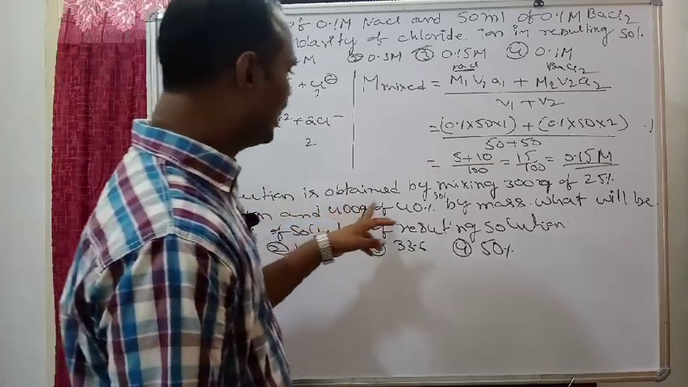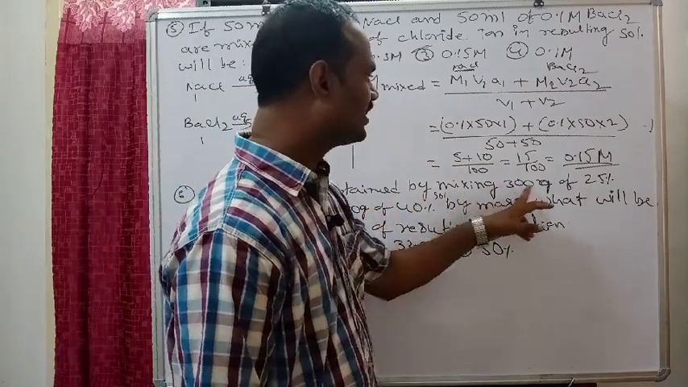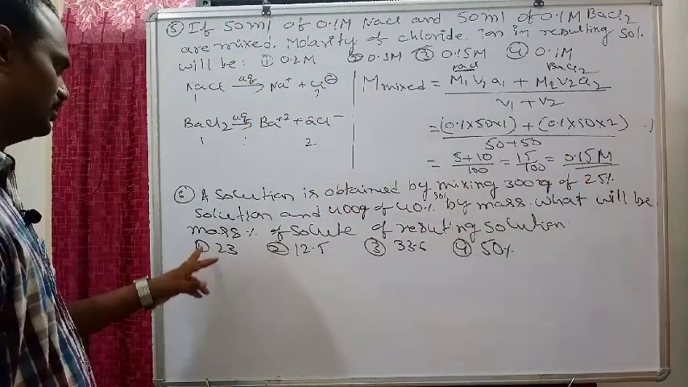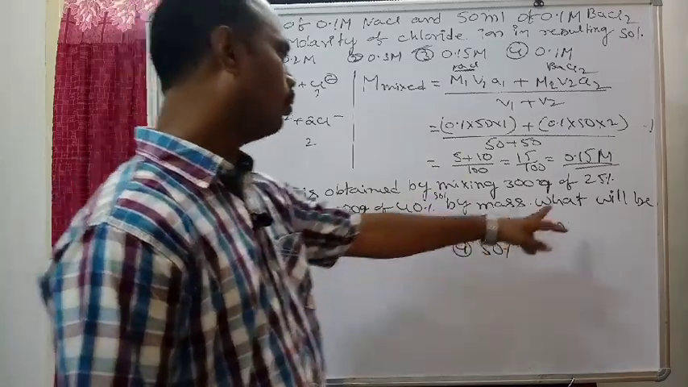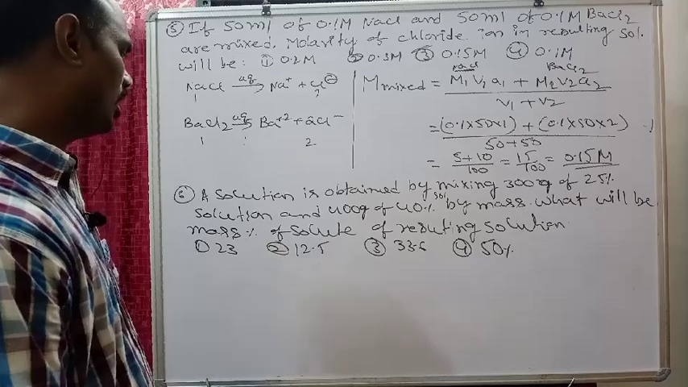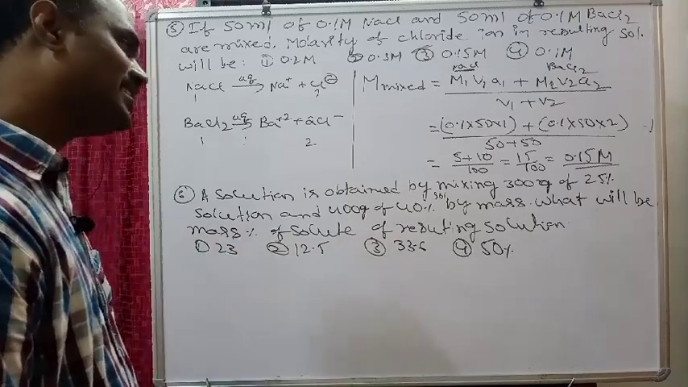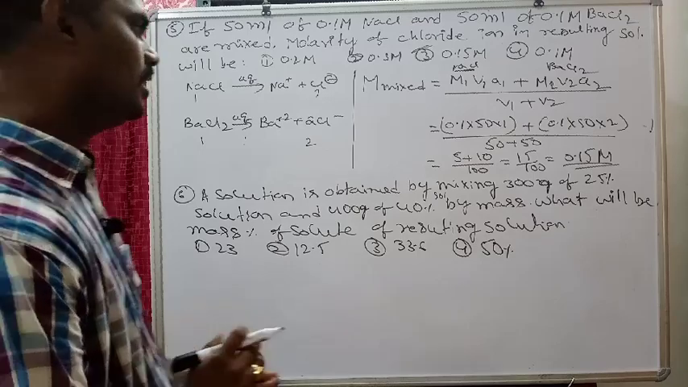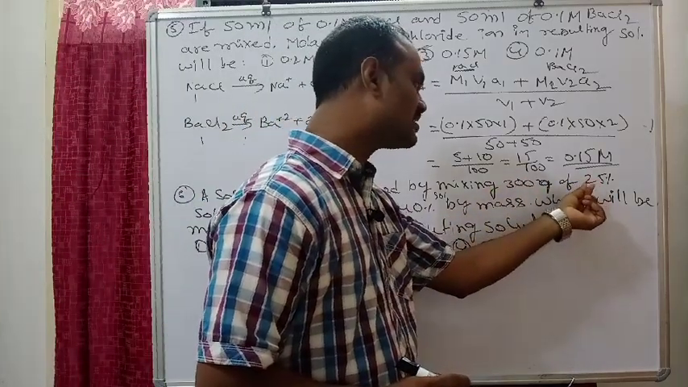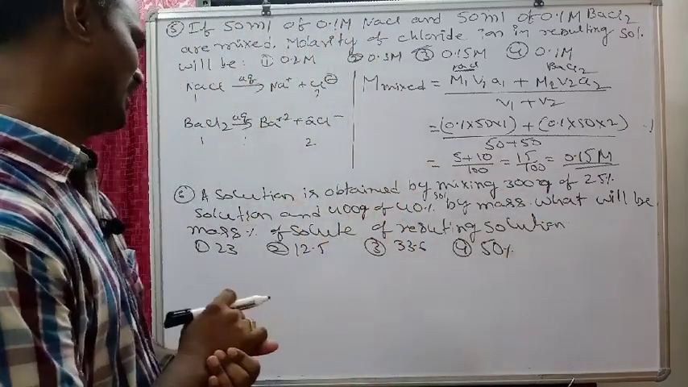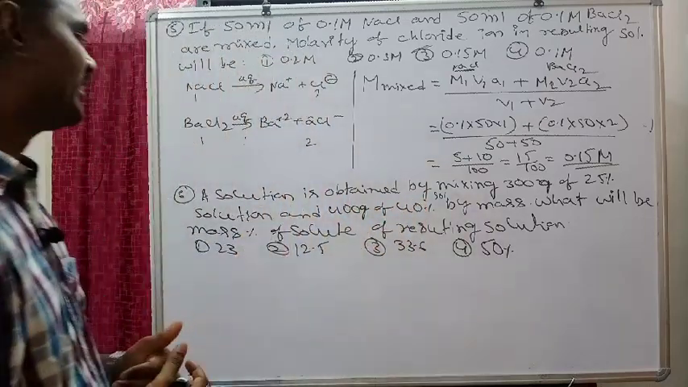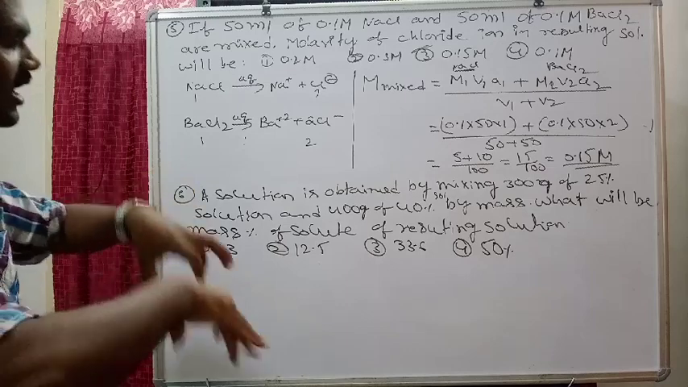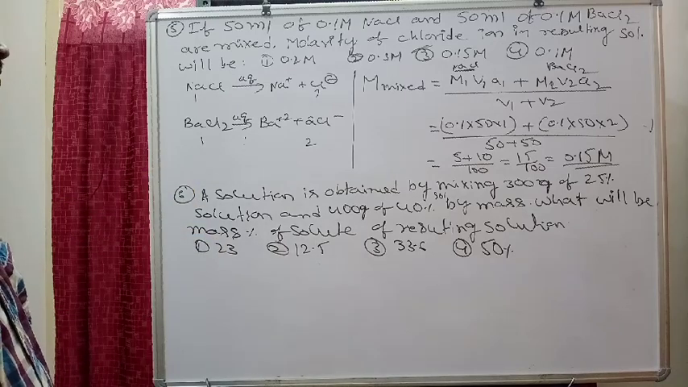A solution is obtained by mixing 300 grams of 25% solution and 400 grams of 40% solution by mass. What will be the mass percentage of solute in the resulting solution? Here, a 25 mass percent solution, we are taking 300 grams, and a 40 mass percent solution, we are taking 400 grams. We are going to mix these two, and they are asking for the solute mass percentage of the resultant solution.